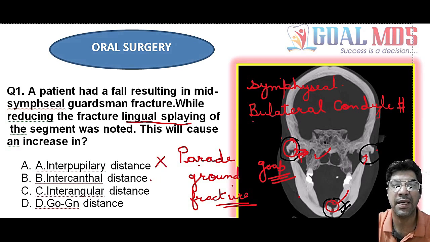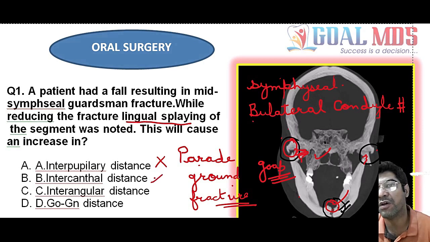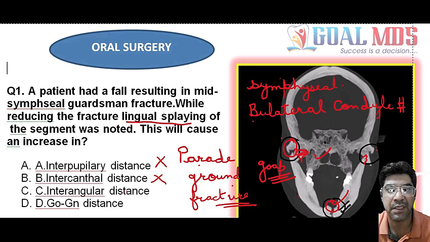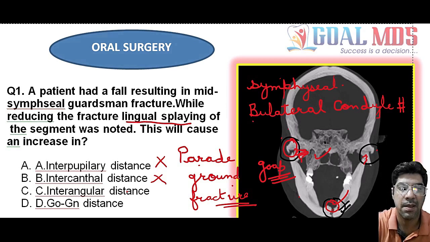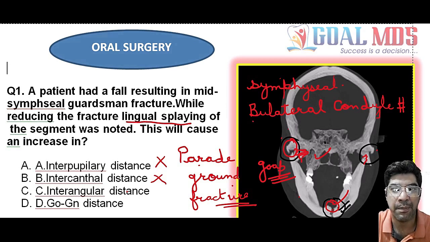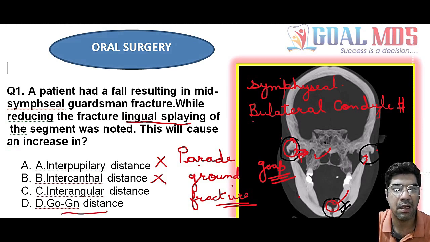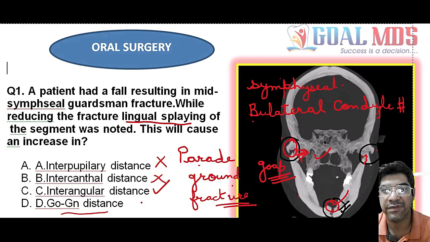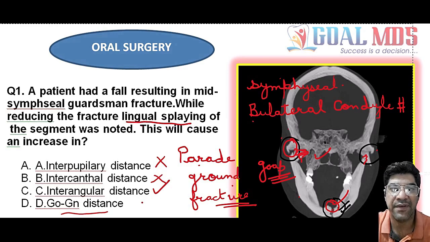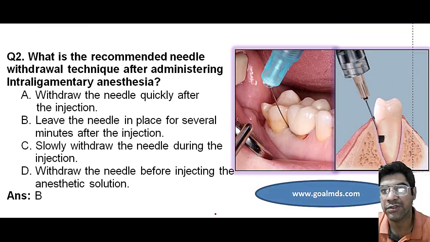Option A is interpupillary distance. The interpupillary distance is the distance between the centers of the pupils of the eyes, so that cannot be the answer. Intercanthal distance is the distance between the inner corners, or canthi, of the eyes. Even that is not the answer. Option D, gonion-gnathion distance, is used to measure the length of the mandibular body. This gonion-gnathion distance is primarily concerned with the length of the mandibular body rather than the width of separation of the angles. So the answer of choice is the interangular distance.